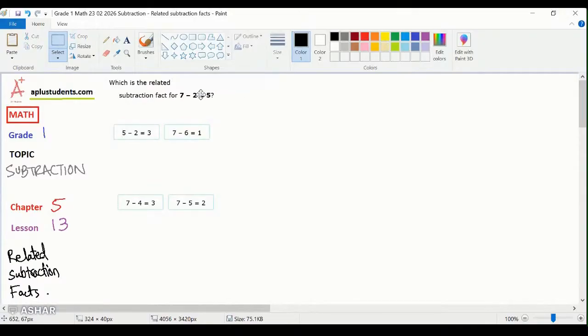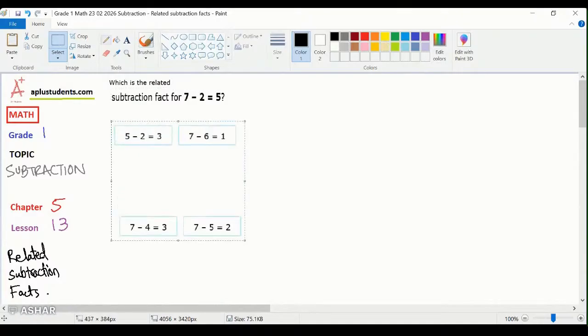Which is the related subtraction fact for 7 minus 2 is equals to 5? That would be our question number 1. So what we need to see over here is, if we subtract 7 minus 2, that means if we have 7 and we minus 2, can we write it in this manner? 7 minus 2 should be equals to 5. Agreed?